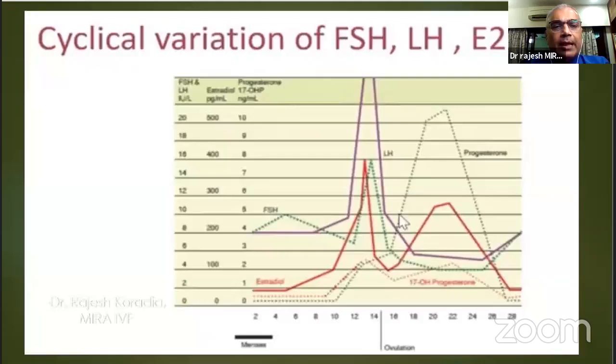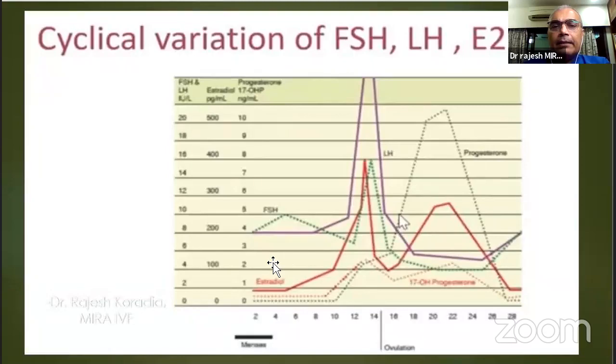This is my favorite diagram, which guides me in endocrinological play when I'm confused at any time. This diagram should be registered in your mind perfectly. If you go into the depth, on this side the levels are written. First, let us start with FSH. The FSH basal level is around 8 international units in serum. Then gradually it increases, and as FSH increases, follicle recruitment starts. Around cycle day 6 to 7, the estrogen level also starts increasing because the dominant follicle is selected and starts secreting estrogen.